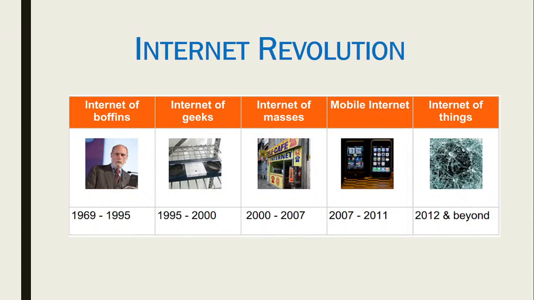The first one is the Internet of Boffins, the earliest form of internet. Even today, the internet is a collection of networks all around the world, a collection of small networks interconnected through switches. Any small network connected to a local network that is connected to the internet can be accessed. If there is a server, you can access any information or any server from anywhere in the world.